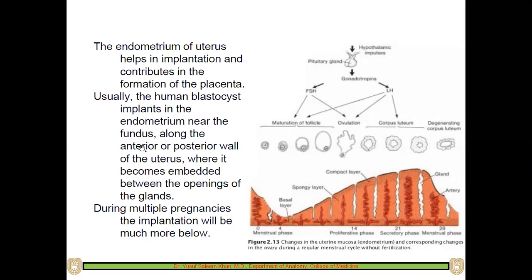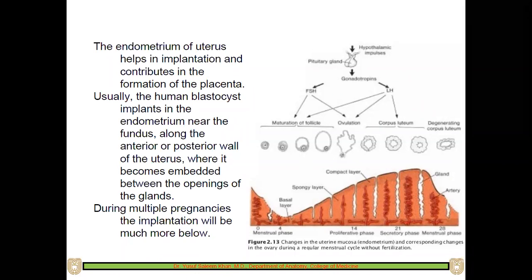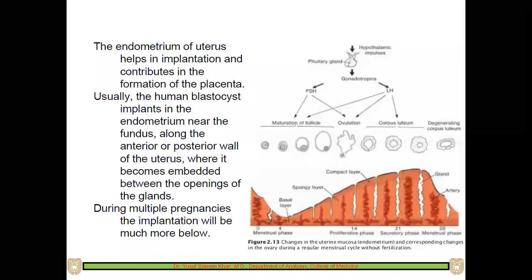So usually the implantation will take place in the fundus along the anterior or the posterior wall. Usually near the fundus in the posterior wall of the uterus, where it becomes embedded between the opening of the glands. But during multiple pregnancies, the implantation will be much more below. Again, this will lead to a lot of complications. We'll study all these things later. So usually it should get implanted in the upper part. If it gets implanted in the lower part, then it leads to a lot of complications, which is called placenta previa and other things, which we'll study later.